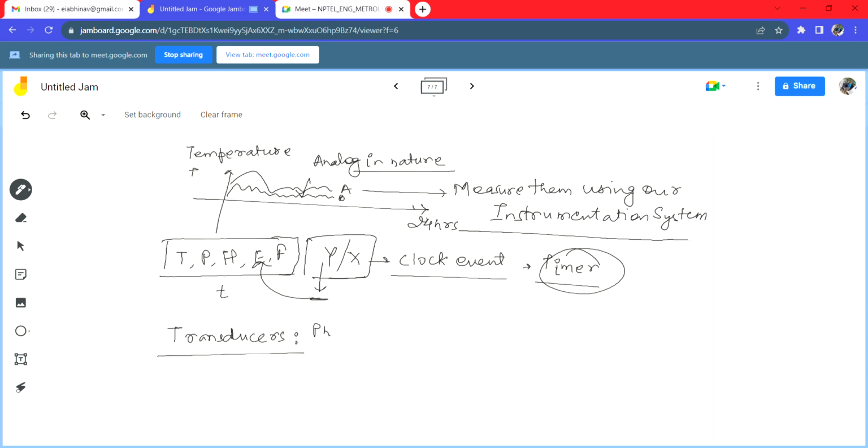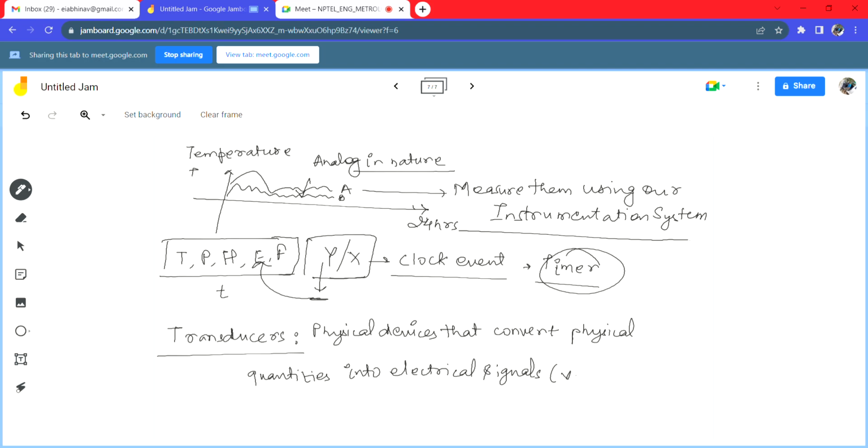Transducers are physical devices that convert physical quantities into electrical signals, precisely voltage, and vice versa. We'll see this in detail in just a moment.